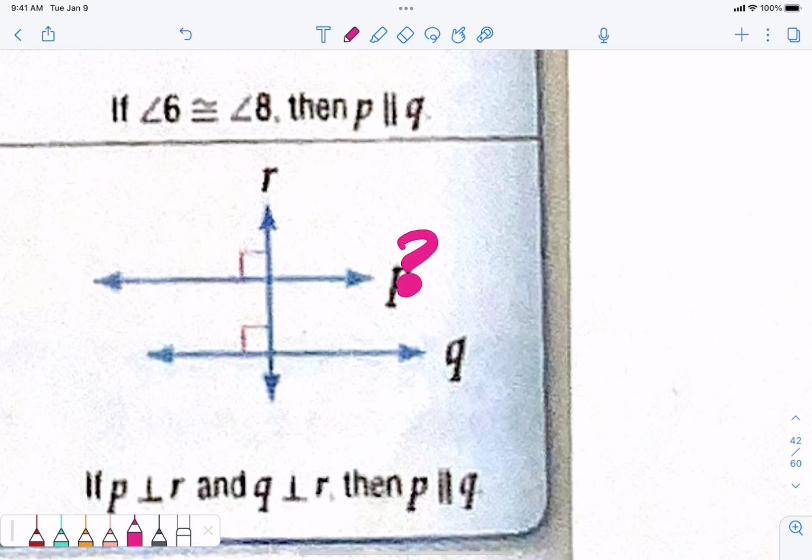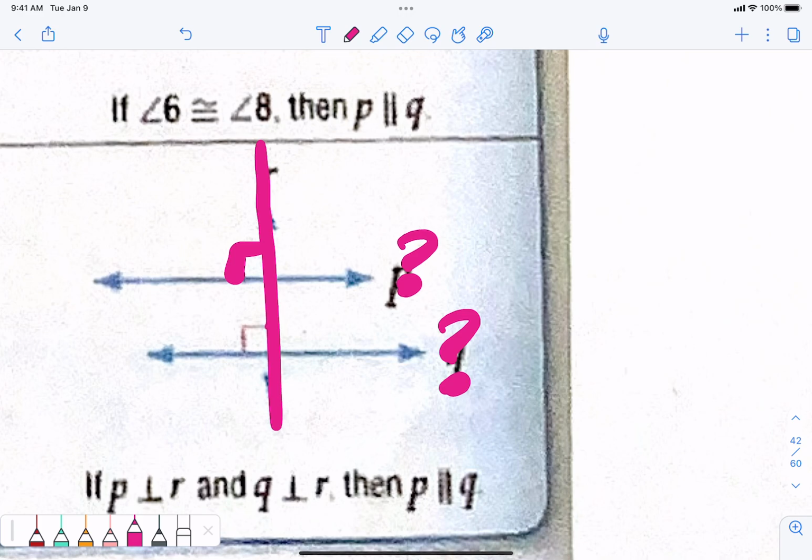We don't know if P and Q are parallel to each other. We don't know that. But this guy is my transversal, and he is perpendicular to P, but he's also perpendicular to Q. So does that mean P and Q are parallel to each other? Yeah. They have to be.